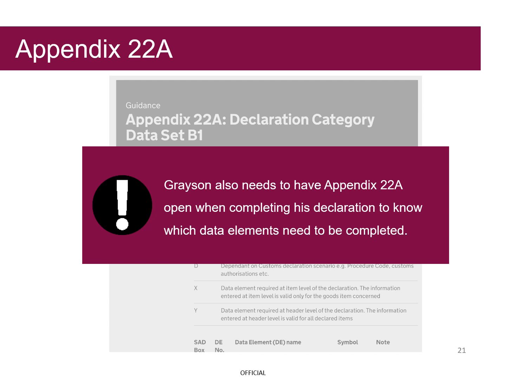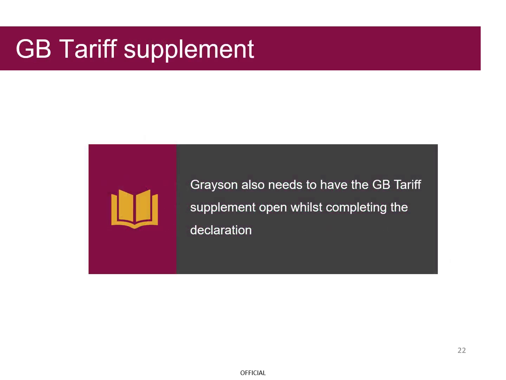Grayson also needs to have Appendix 22A open, which he used in Step 1 to identify the declaration category. He needs to have this open when completing the export declaration to know which data elements require completion. Grayson will also need to have the GB Tariff supplement open while completing the declaration.